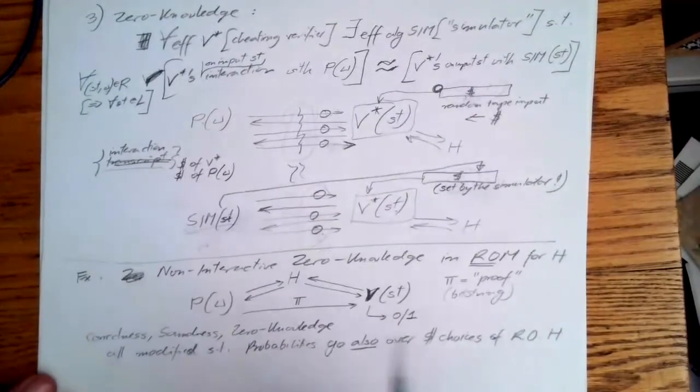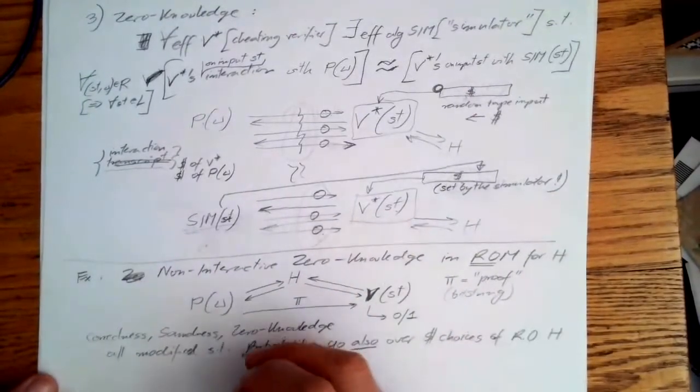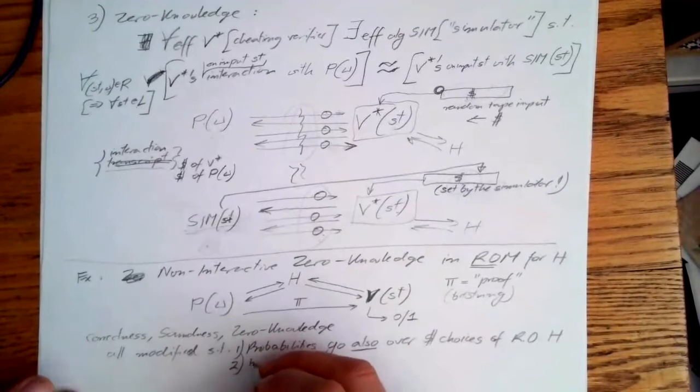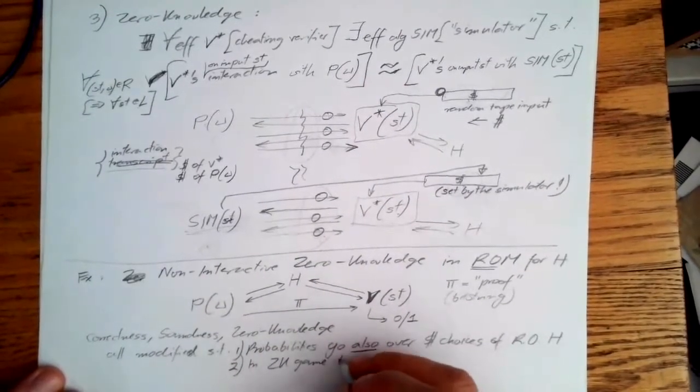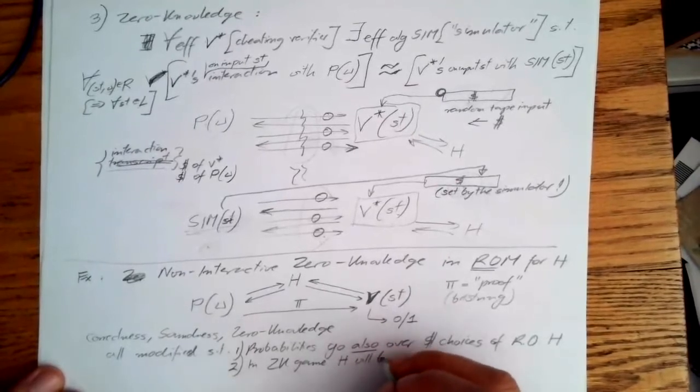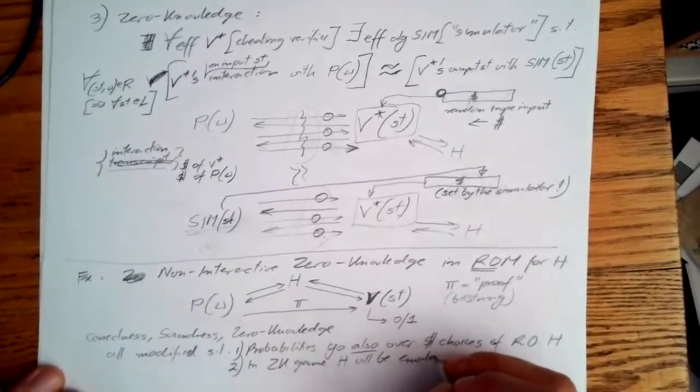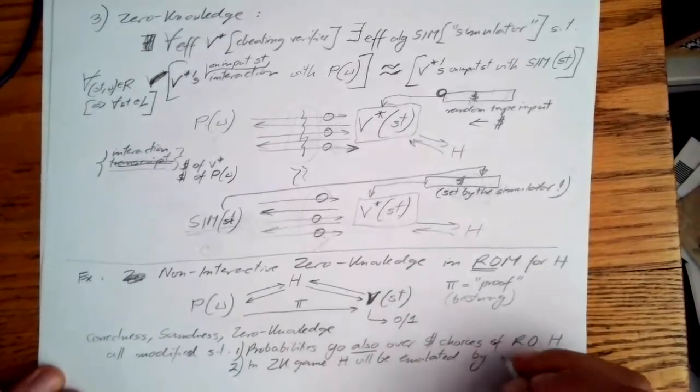That's one. First of all, probabilities go over this. Second, in a zero knowledge game, H will be emulated by the simulator.